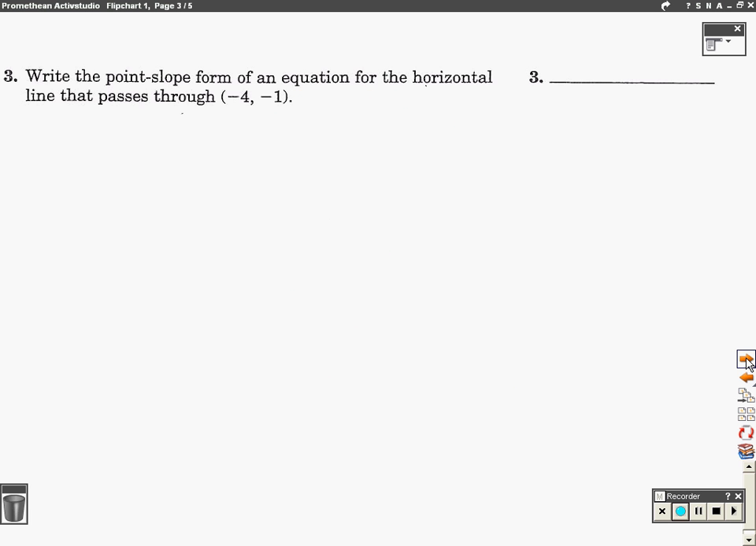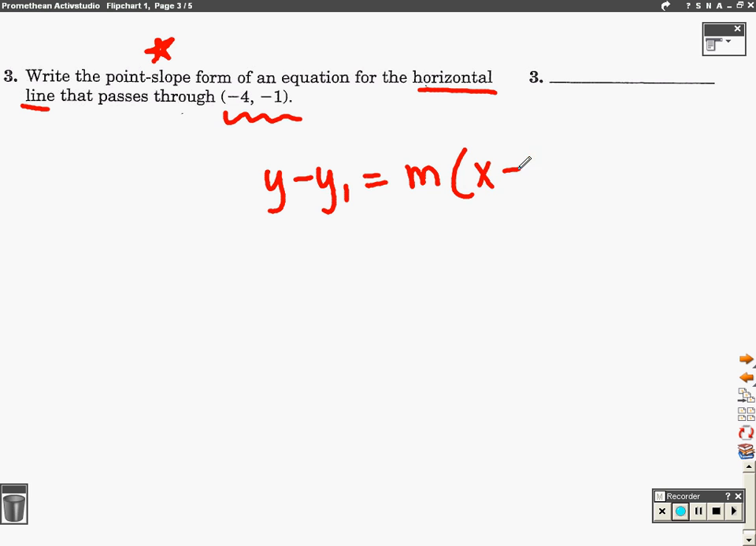Next one, write the point-slope form of an equation for the horizontal line, that's the key word there, that passes through this point. Well, it still says point-slope form. So I'm going to do y minus y1 is equal to m, then I'm going to put in my points. Y minus, now y minus a negative 1 becomes y plus 1, which equals, now slope. A horizontal line, remember, has a slope of 0. And then x minus a negative 4, so that's just going to be x plus 4.